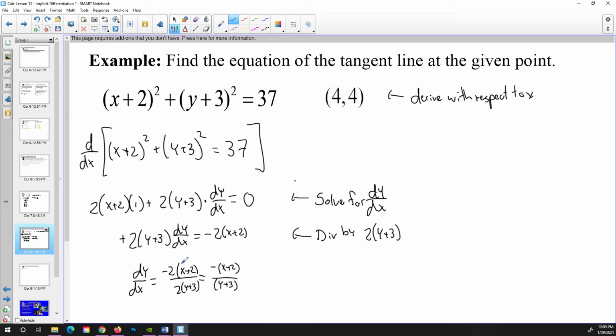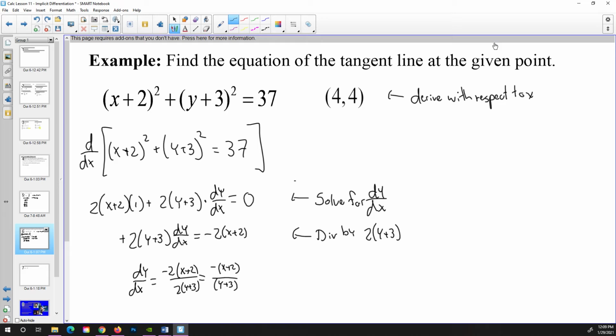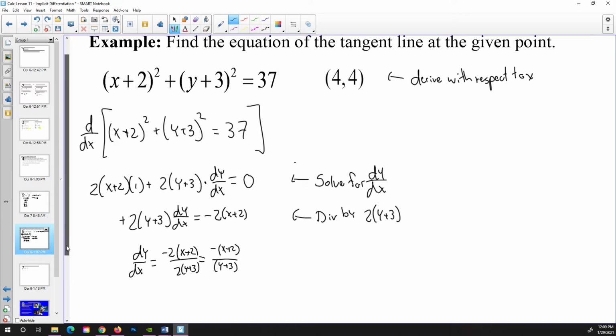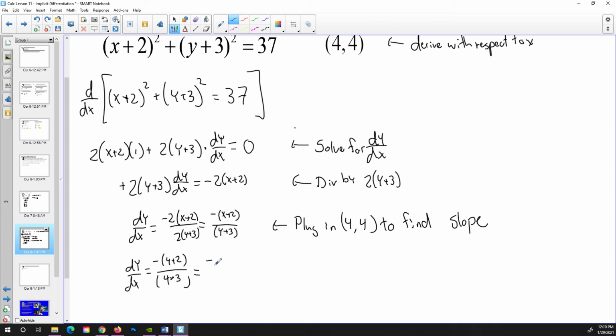All right, now I could do some simplification if I wanted to, but what we're trying to do is find the equation of the tangent line. So I'm just going to use this and calculate the slope of that tangent line at the point that we're trying to find. So plug in, and that'll give me dy over dx is equal to negative 4 plus 2 over 4 plus 3, and that will give me negative 6 over 7. So that is the slope of my tangent line.